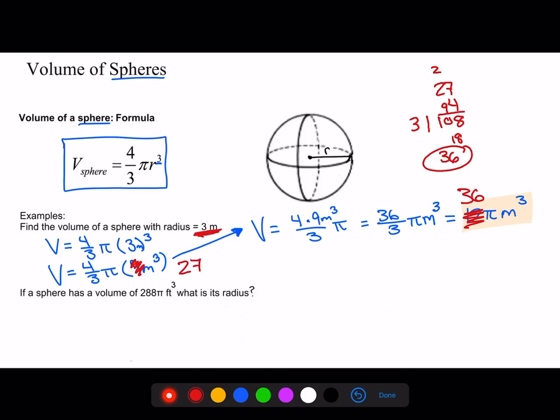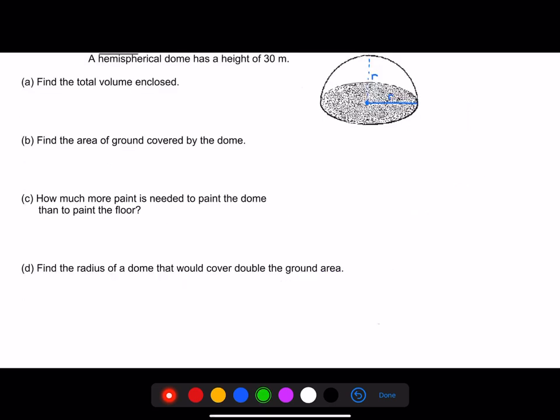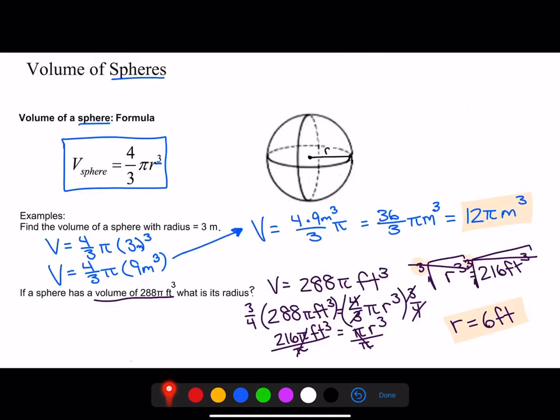Next, if a sphere has a volume of 288 pi feet cubed, what is its radius? Well, this time I'm going to take that volume and plug it in for V. So I have 288 pi feet cubed is equal to 4/3 pi r cubed. Now from here, if I want to get rid of this fraction, I multiply both sides by the reciprocal. So the reciprocal of 4/3 is 3/4.